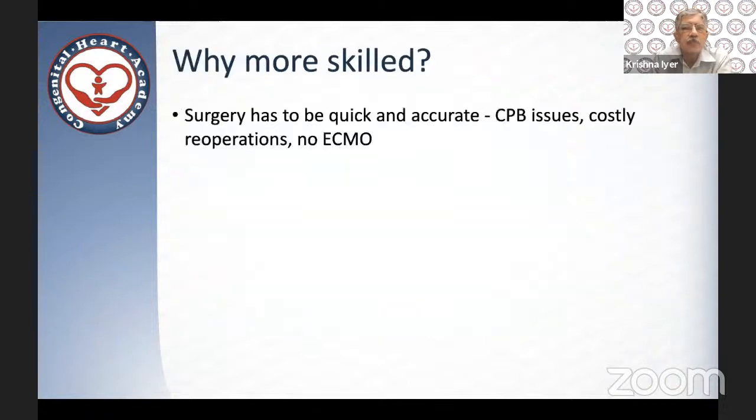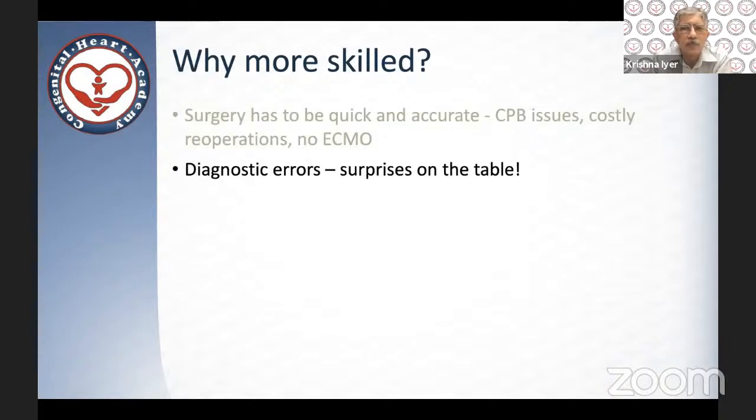So why more skilled? A surgeon performing surgery in LMIC has to be quick and accurate. Why? Because he can't entirely rely on perfect cardiopulmonary bypass. It's a luxury to have cardiopulmonary bypass times of 4 hours and 5 hours because the complication rates escalate very rapidly. Secondly, surgery has to be accurate because any reoperations are extremely costly. And in most places, there is no backup of ECMO. So if the patient doesn't come out of the theater, then it's a death on the table.